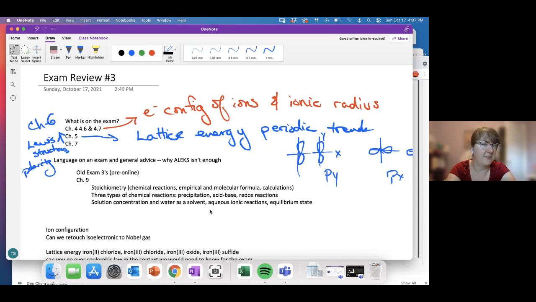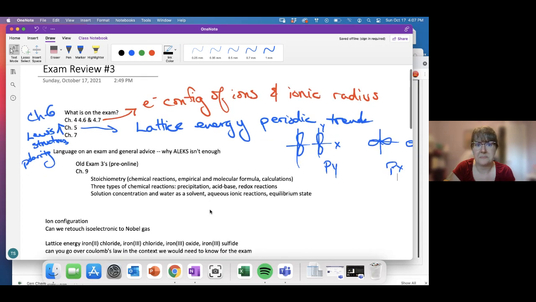So the way to find false questions is to sit down and see if you can change a definition to make it false. Take a look at the definition for lattice energy. How many words does it take for you to change that definition to make it something that's now false? So we'll try to take a look at some of that as we progress.